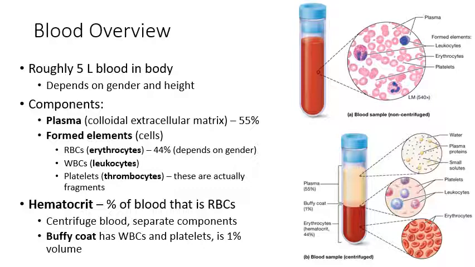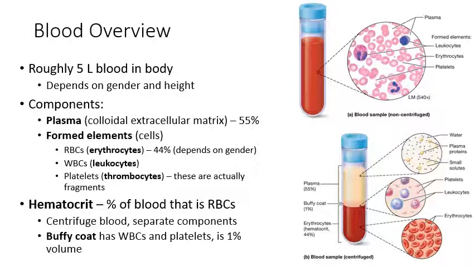The plasma is referred to as a colloid because some of the things that are in there are dissolved in the water, but some of them are not. Some of them are just suspended, and that's forming a colloid. So about 55% of the total blood volume is plasma, that liquid part, and then the other 45% is the formed elements or the cells.